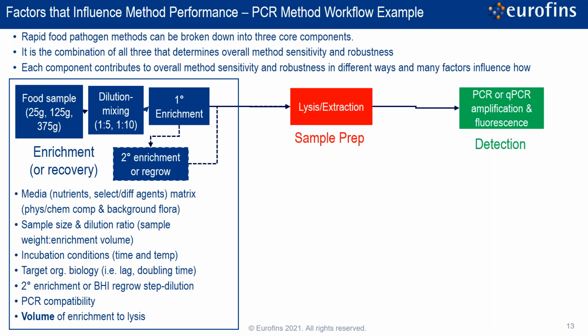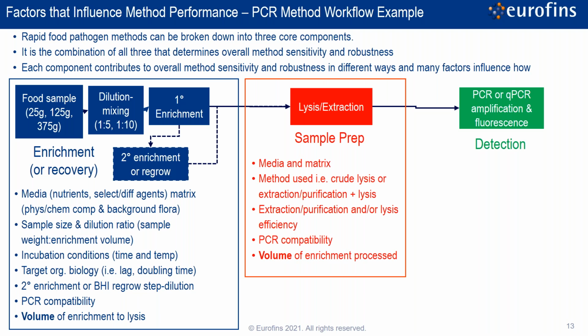If you look at the enrichment step, or the recovery step, whatever you want to call it, you have all sorts of things. You have the media that you use. What are the nutrients? What are the selective and differential agents? What's the matrix you're testing? What's the sample size and dilution ratio? The incubation conditions. Of course, the biology of the target organism. Gram negatives grow much faster than gram positives. Is there a secondary enrichment, or some sort of regrowth step? Is the media or the steps you're using compatible with the PCR itself? And then, of course, the volume of enrichment that you transfer into that lysis reaction.